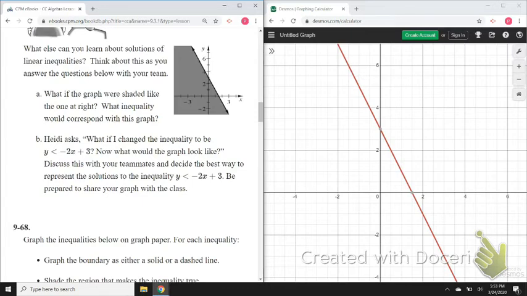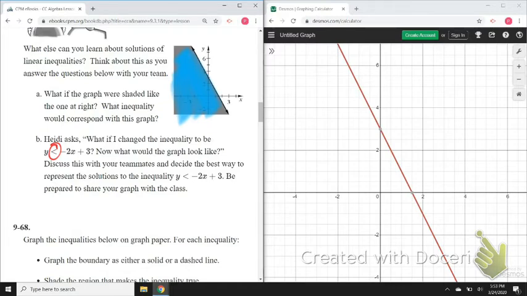Well, now we're shading the bottom side. Find the line here, and it's shading the bottom side, below this line. So if it's below, ask yourself what inequality would make sense. It's going to be a less than, because you're below it. So part B asks, what if I change the inequality to y is less than negative 2x plus 3? What would the graph look like?